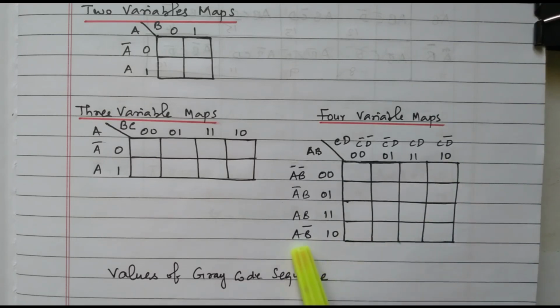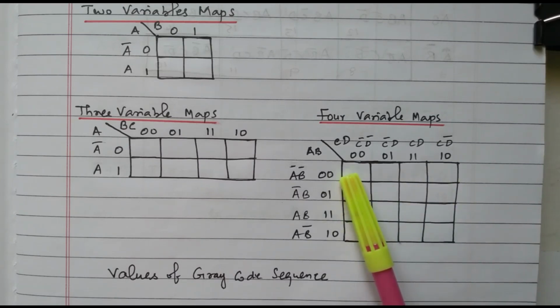1, 0, 1, 0 means A, B bar, C, D bar. This cell is nothing but A, B bar, C, D bar. See, the order here also changed. 0, 0, 0, 1. Then 1, 0 is available in the fourth column and 1, 1 is available in the third column. Right? There is an interchange. 3 and 4 are interchanged.